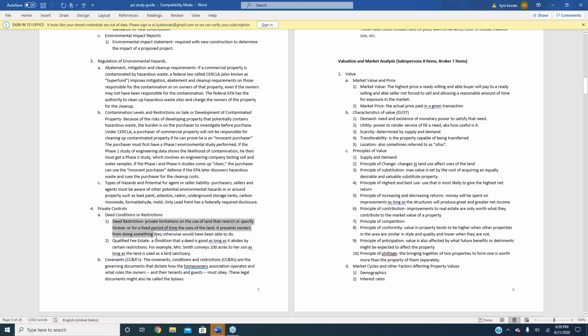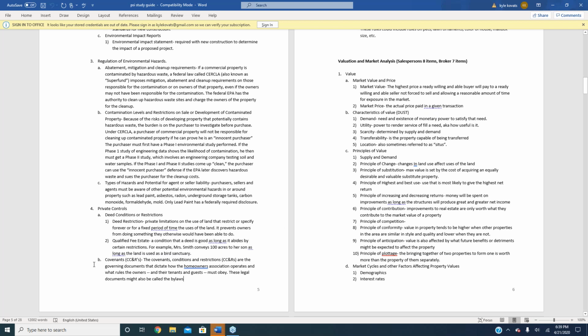Deed restrictions, those are the opposite of police powers. Deed restrictions are private limitations on the owner's use of property. If you have a deed restriction, it creates a certain type of ownership called a qualified fee estate. A qualified fee estate is granting somebody ownership that could end on the happening of a certain event, usually if you violate the deed restriction.